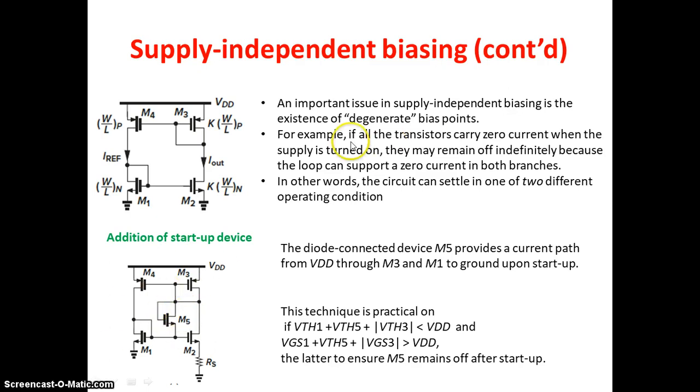That problem earlier we had as a degenerate bias point. Whenever the circuit was off, as soon as it turns on, it was in a zero current looping fashion. That's why the device doesn't start at all. In order to overcome it, we are going to connect a diode connected device here.